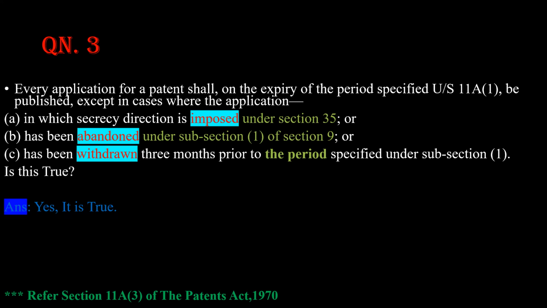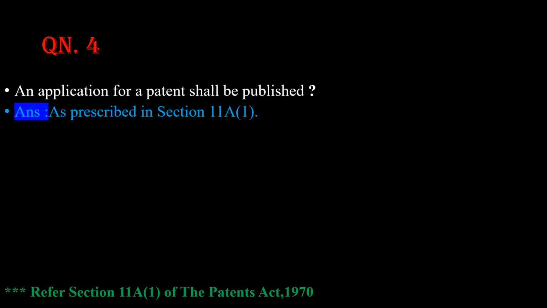Question number 4. An application for a patent shall be published. Shall be published means when or how. That means this question mark indicates when, how, etcetera. But the questions are asked like this only. So the answer would be as prescribed in section 11A subsection 1. For this, please refer section 11A subsection 1 of the Patents Act 1970.